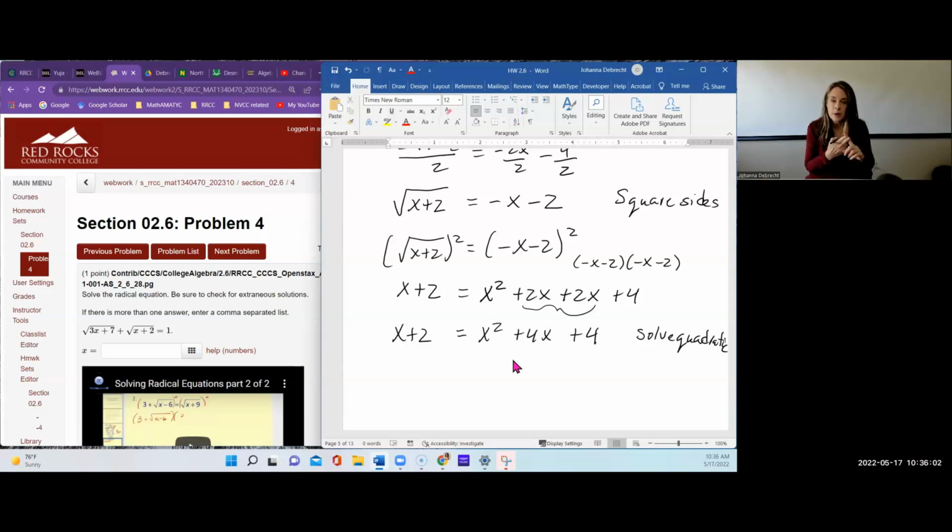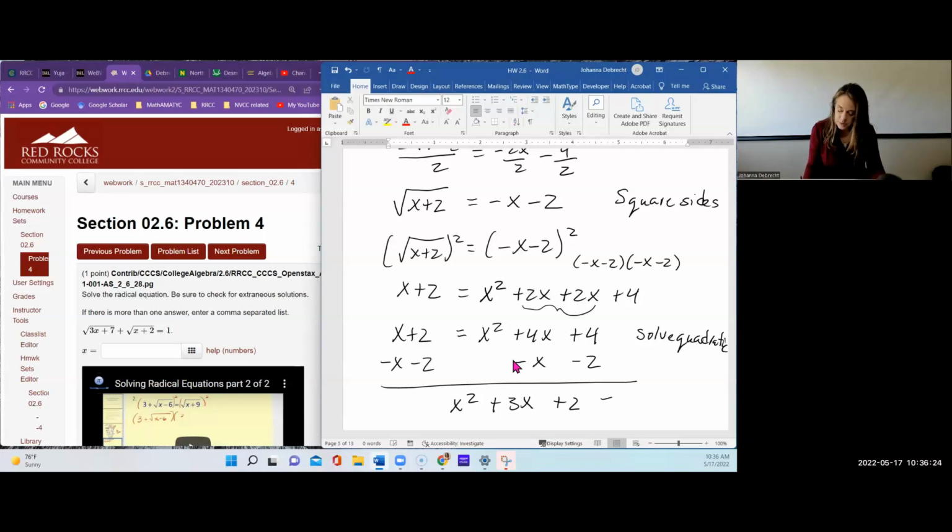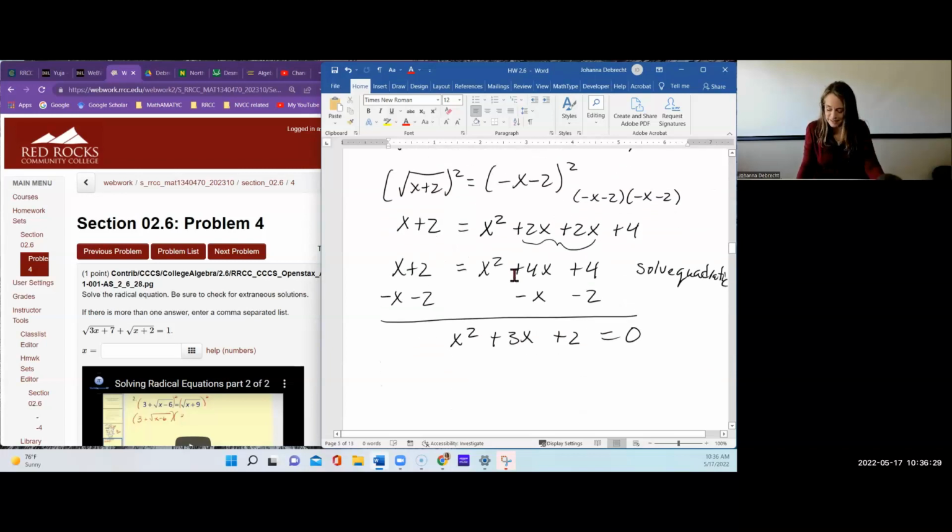Remember, completing the square and using the square root property after and the quadratic formula are the two methods that never fail. In order to solve it, I need to get all my terms onto one side. So I subtract the x and subtract the 2. This leads to x squared plus 3x plus 2. I'm going to swing my equals 0 around because it just bugs me to have it on the left.